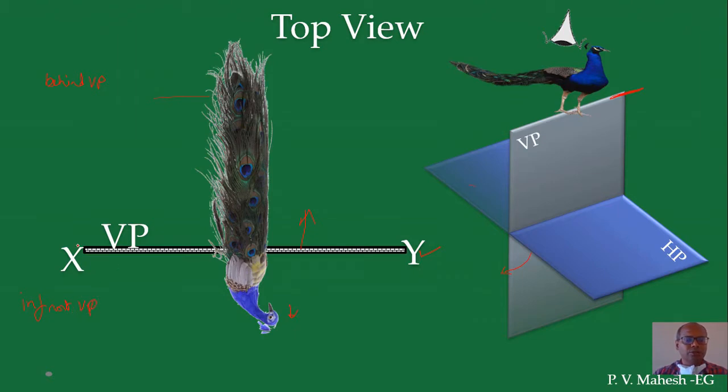Okay, this is in front of vertical plane, this is behind vertical plane, and this is on vertical plane. So this is the way you will draw the top view in your engineering drawing. We will try to use this concept and draw the projection of points.